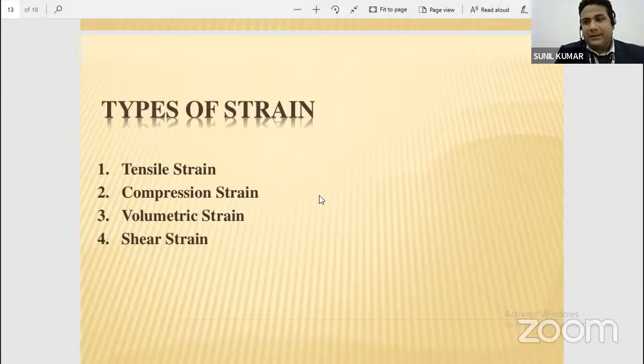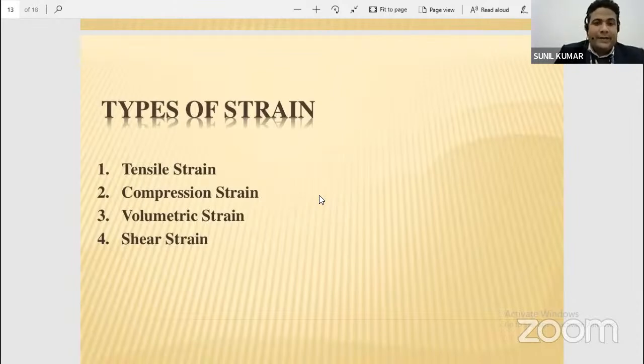Suppose the actual dimension is capital D. When we apply the compressive load, the D is changed to small d. Maybe there are changes in the horizontal direction, maybe in the vertical direction, maybe in thickness. So the material is deformed when we apply the load compressive in nature. So finally we get capital D minus small d divided by D, which is equal to delta D upon D. Lateral strain is again change in dimension divided by original dimension.